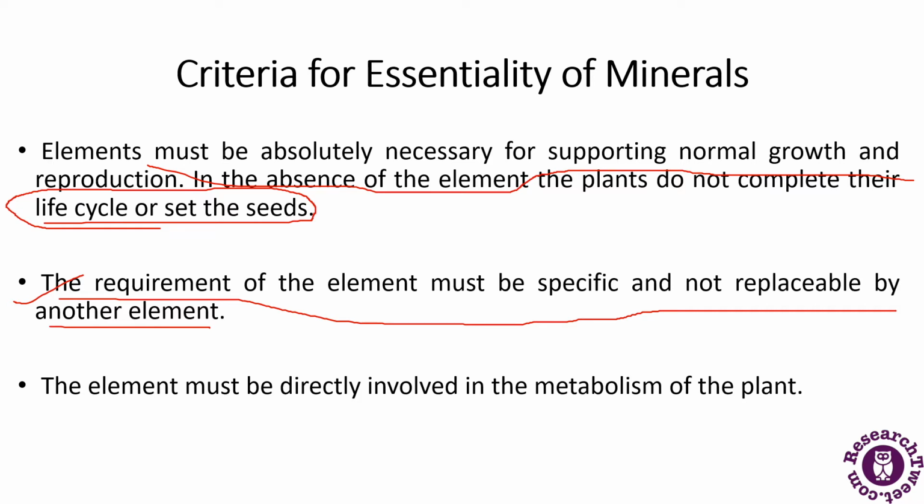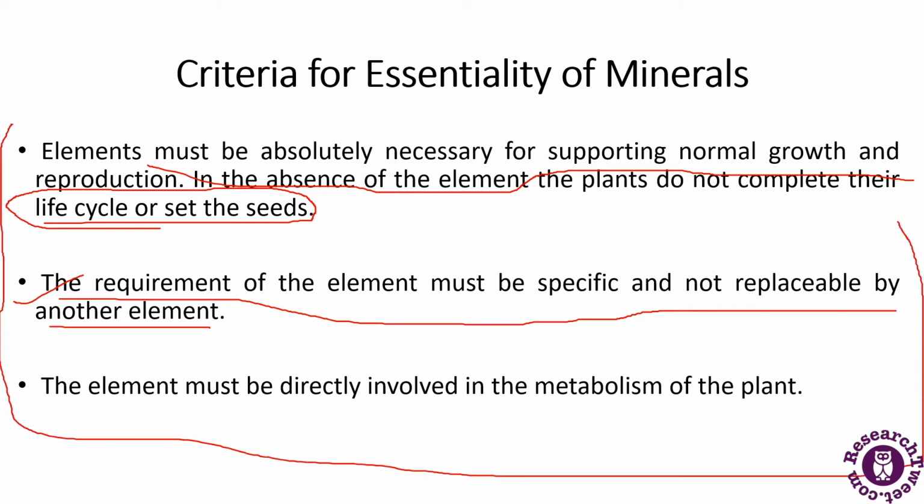So these are basically the criteria on which the essentiality of the minerals is based. The third one is that the elements must be directly involved in the metabolism of the plant. So all three criteria are: first, it is necessary for normal growth and reproduction. Next, the requirement of the element must be specific and it is not replaceable by another element. And the element must be directly involved in the metabolism of the plant.